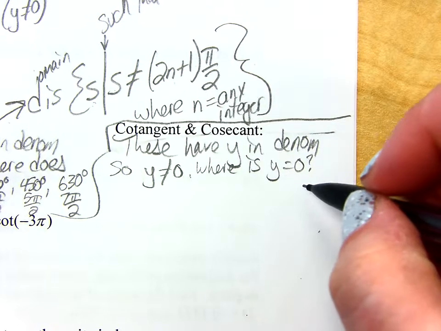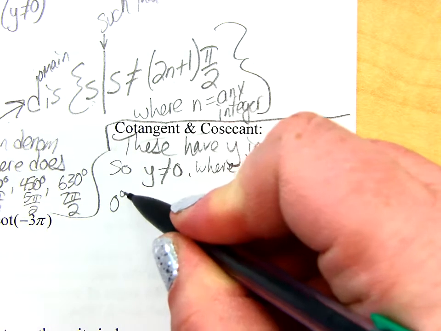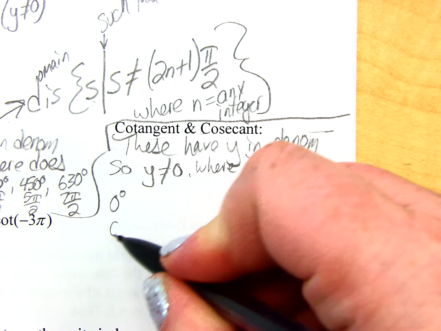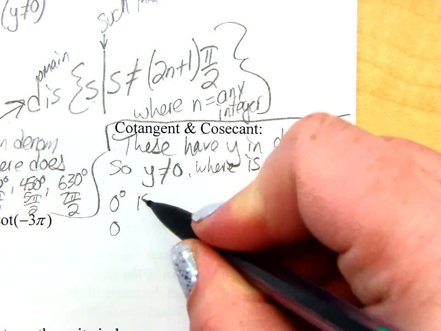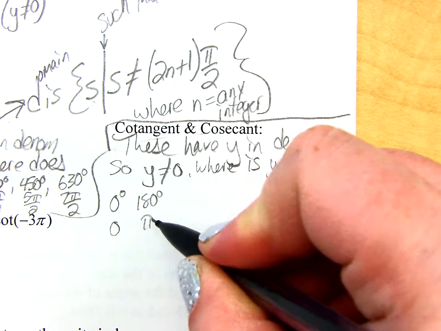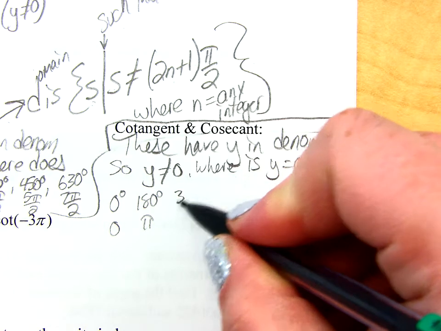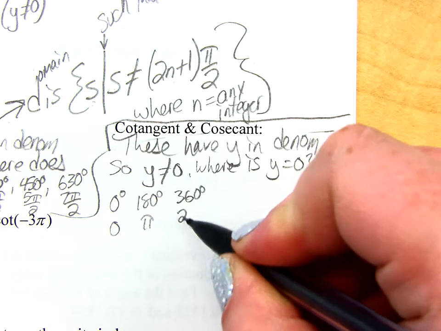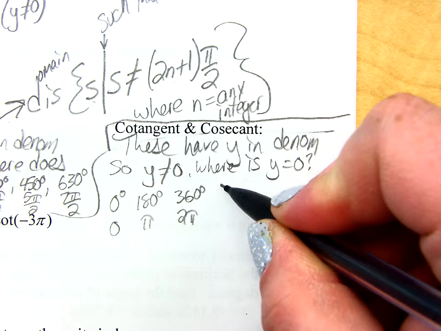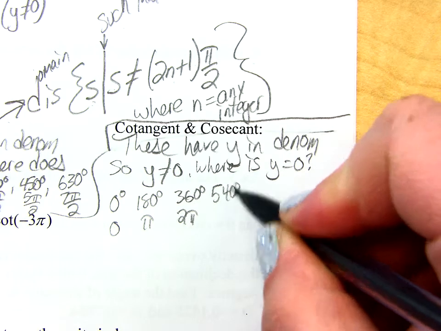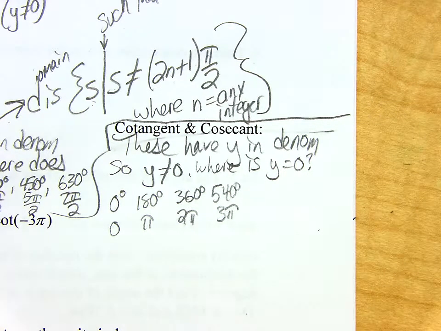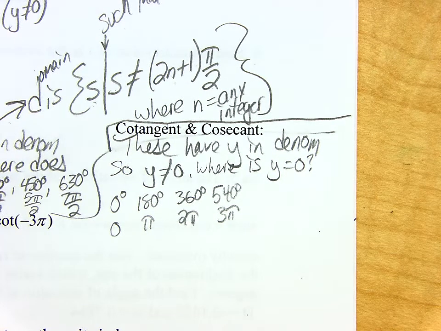So where is y equal to 0? It starts at 0 degrees, which is 0. And then 180 is the next time, and that's pi. Then I get 360, which is 2 pi. 540 is next, which is 3 pi. Could you guess the next one in radians? 4 pi, 5 pi, 6 pi, 7 pi. All of those are going to be ruled out.